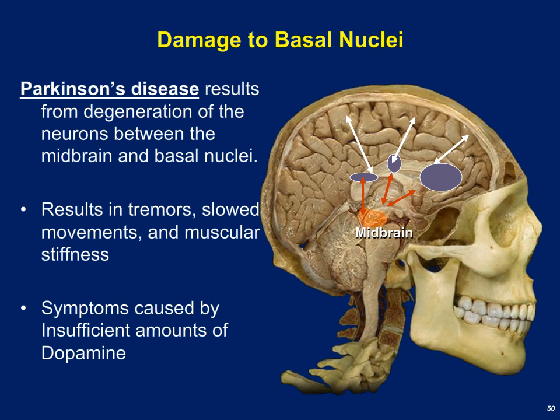Now, Parkinson's disease results when we have a degeneration of the neurons which connect the midbrain and the basal nuclei. Both regions of the brain are important in starting and stopping muscle movement. And when the connection between these regions of the brain is destroyed, what we tend to get is a very jerky muscle movement. We get sort of a palsy and continuous contraction of these muscles. Now, initially, these symptoms can be treated with an analog of dopamine called L-DOPA. But as more and more of these neurons die off, the symptoms begin to reappear and they don't respond to L-DOPA treatment any further.